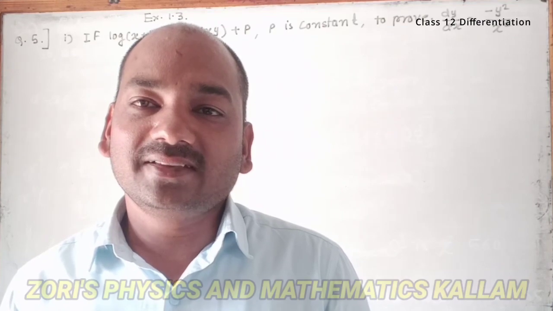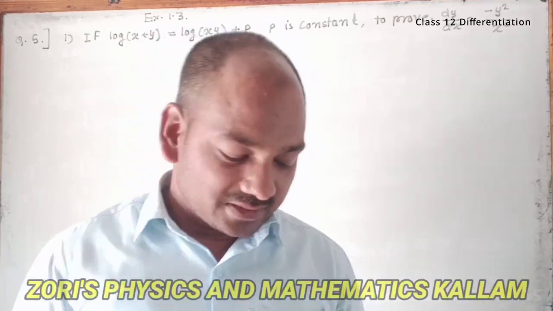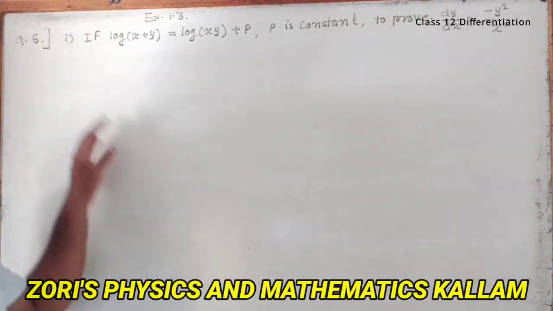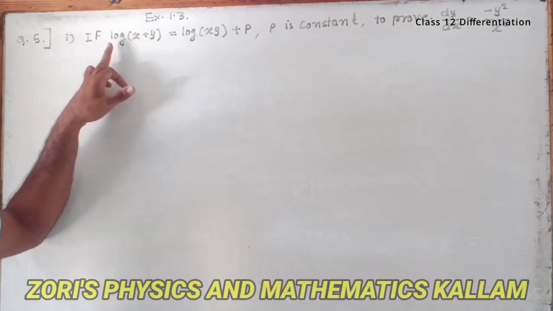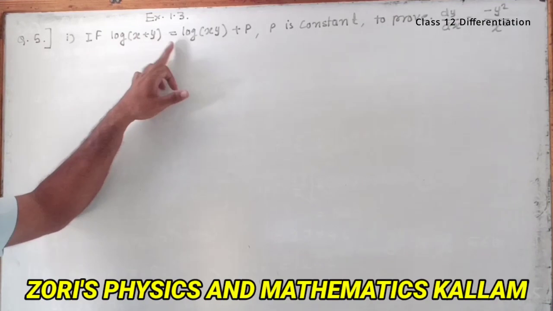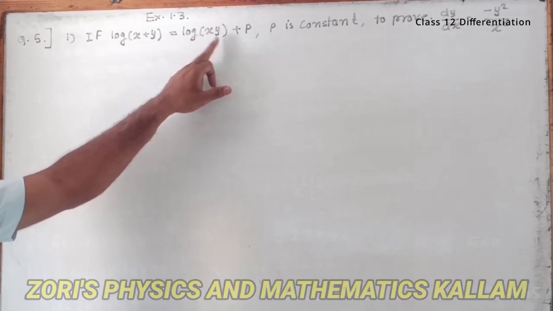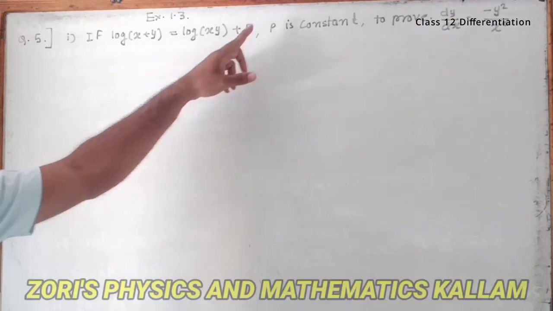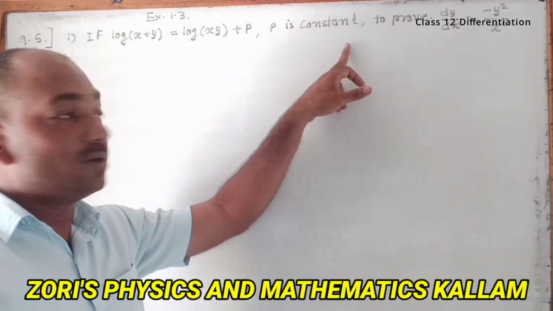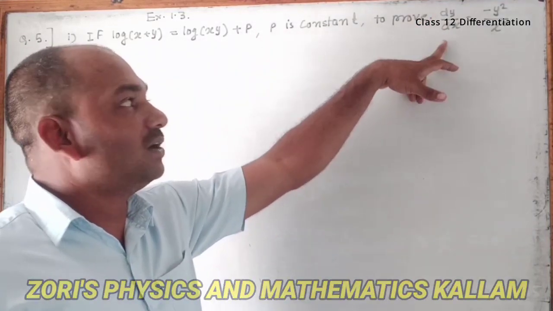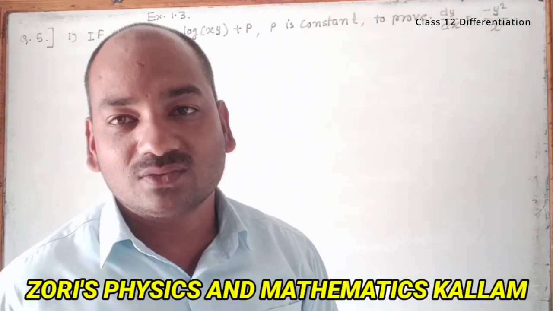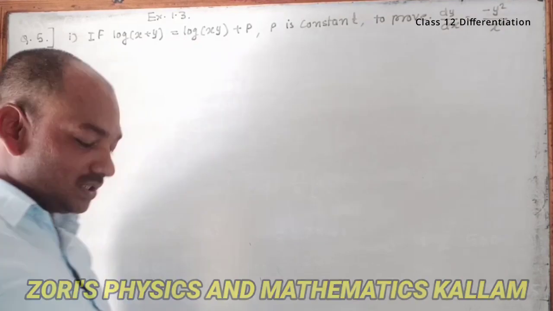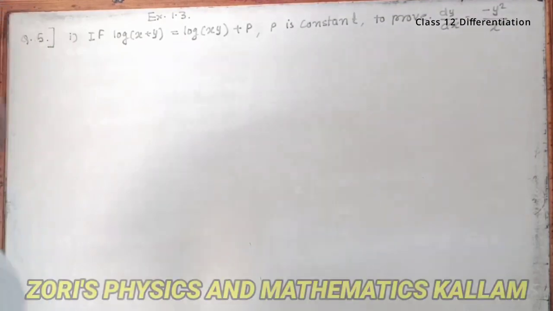So let us move on to the next question, that is question number 5. The first sub-question is: if log(x + y) = log(xy) + p, where p is a constant, then we have to prove that dy/dx = -y²/x². So this is our question, and let us start it here.